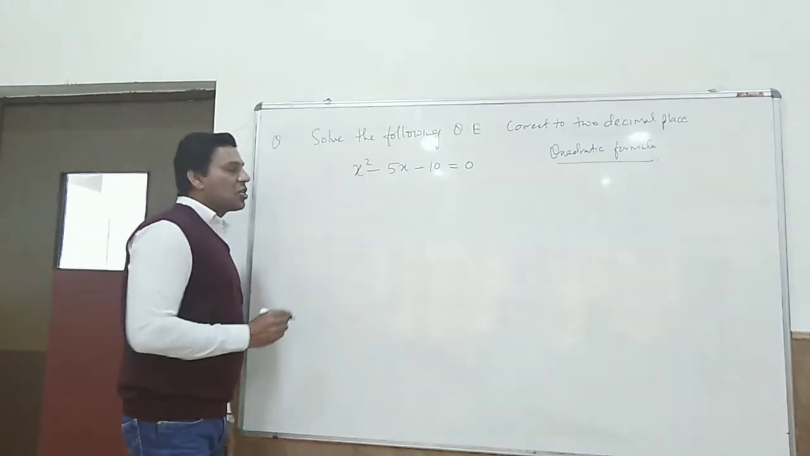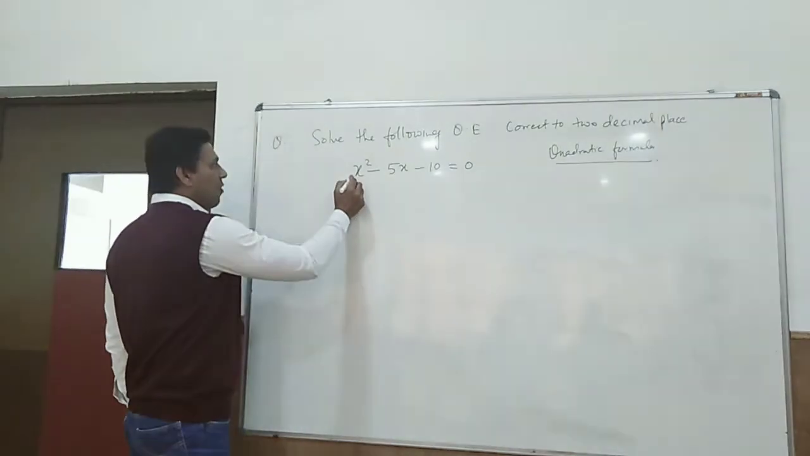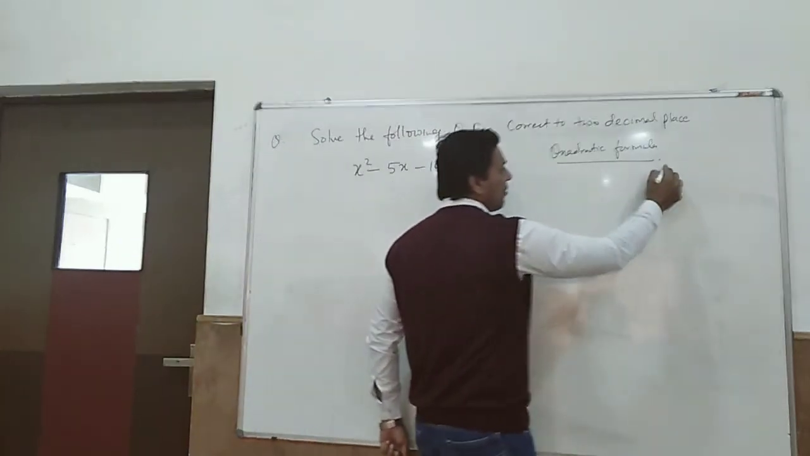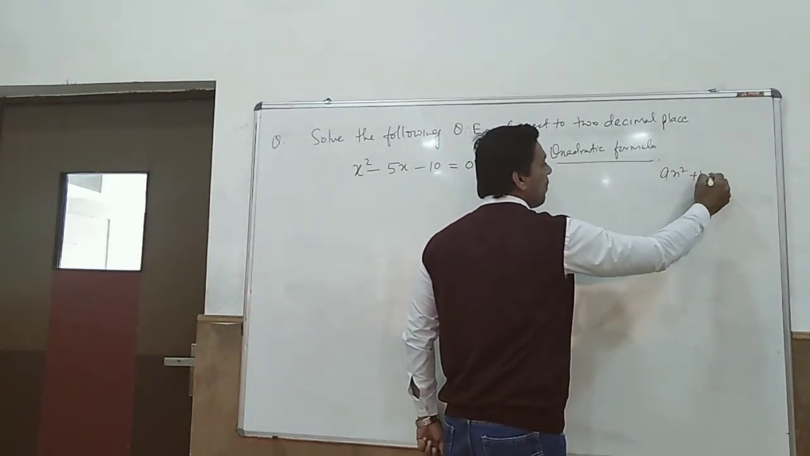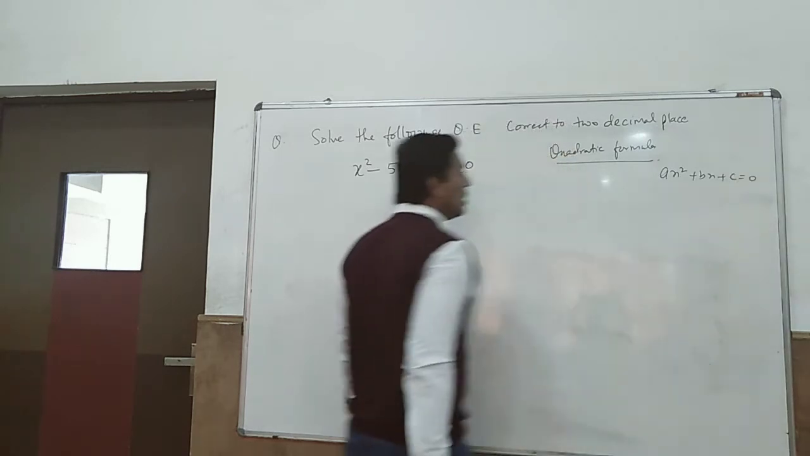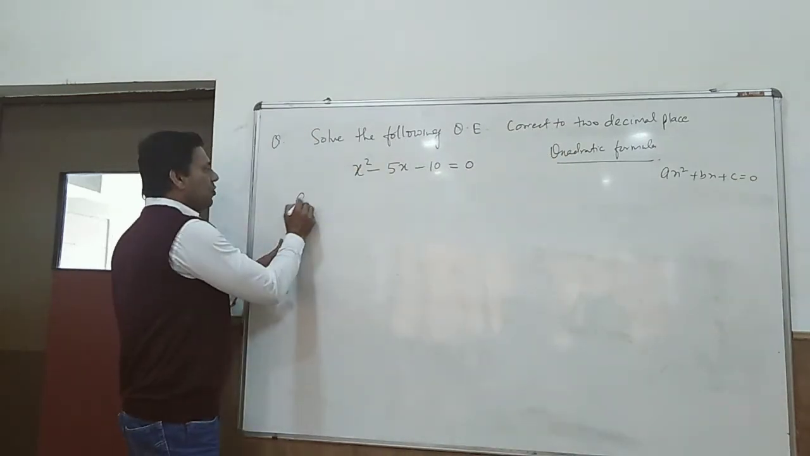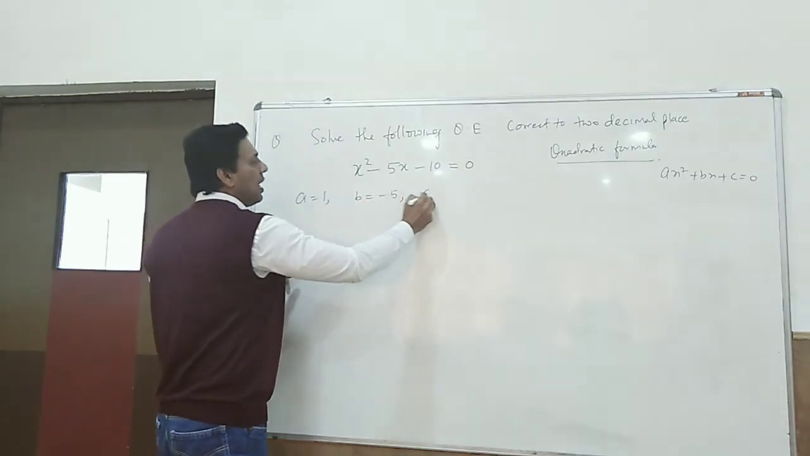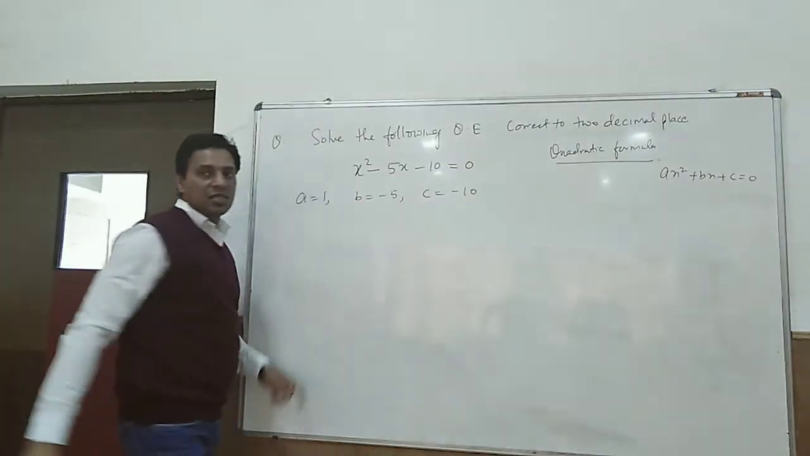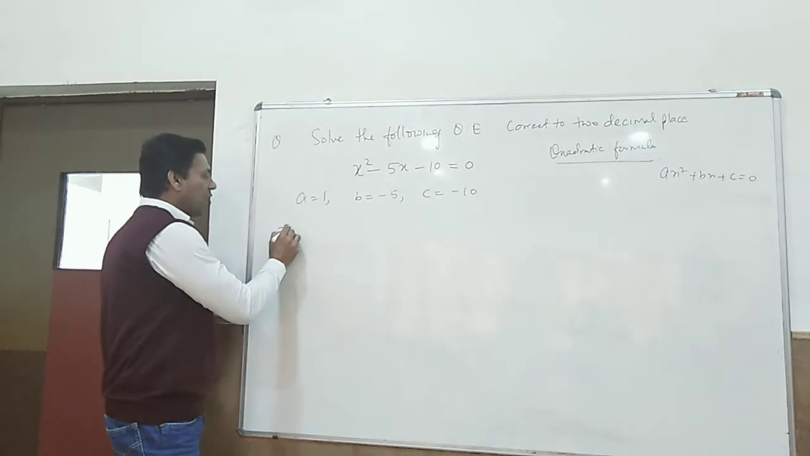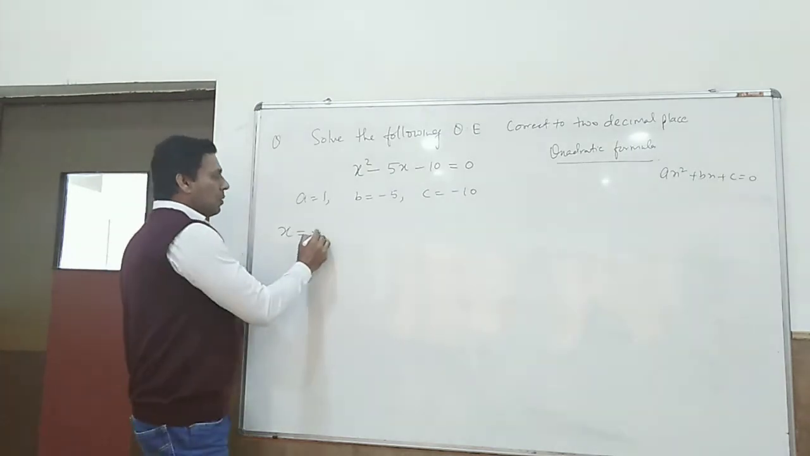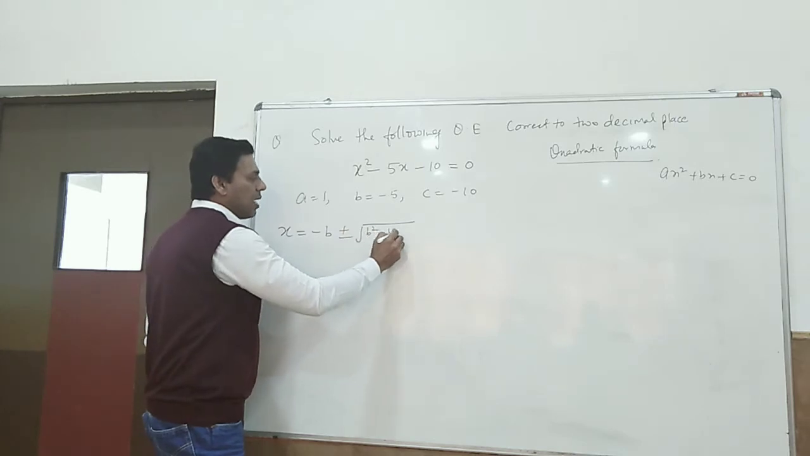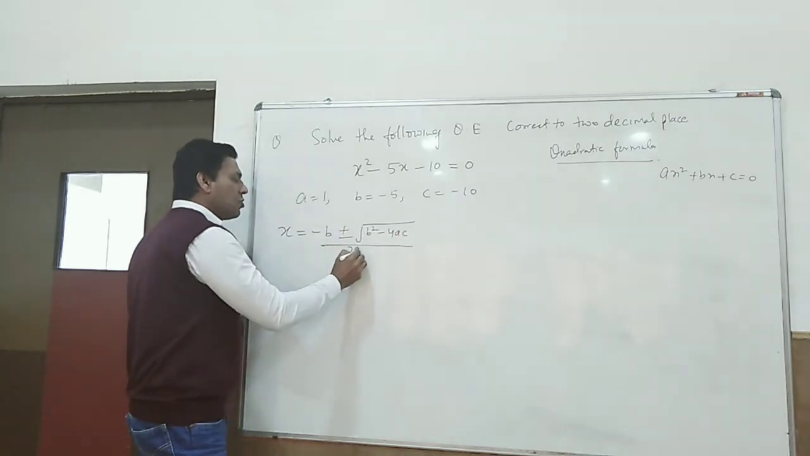So see the process of the quadratic formula. First of all, we have to find a, comparing the quadratic equation with ax square plus bx plus c equal to 0. Comparing, you will get a is equal to 1, b is equal to minus 5, and c is equal to minus 10. Then what is the quadratic formula? x is equal to minus b plus minus under root b square minus 4ac upon 2a.